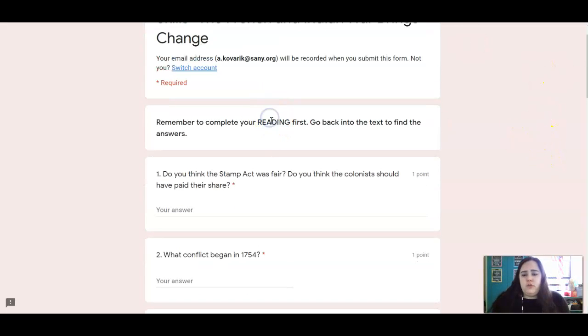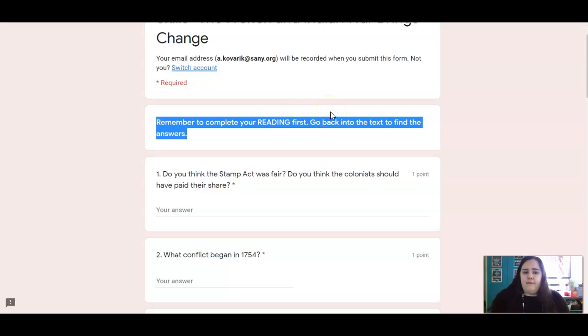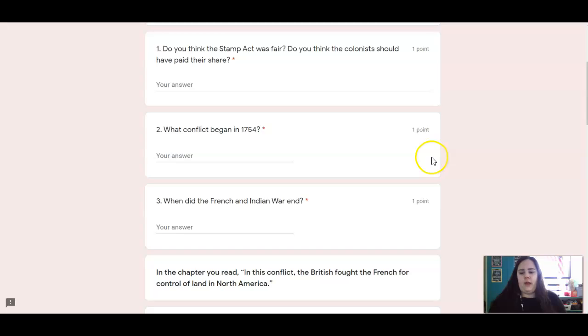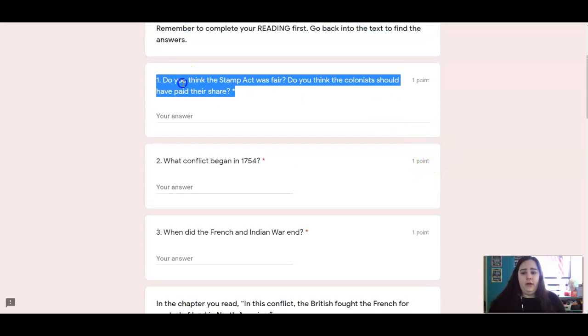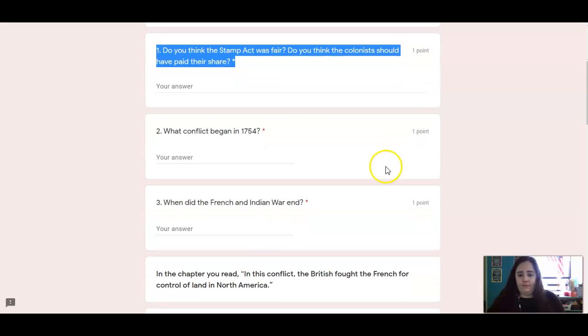So as always, just a reminder, you should always complete your reading first, because most of the time, the chapter that we read in reading affects our questions and skills. So these 3 questions are about the chapter we just read. This one is an opinion question. Do you think the Stamp Act was fair? Do you think the colonists should have just paid their share instead of protesting? Or do you agree with them? Do you think the Stamp Act was unfair and that they should not have paid it?